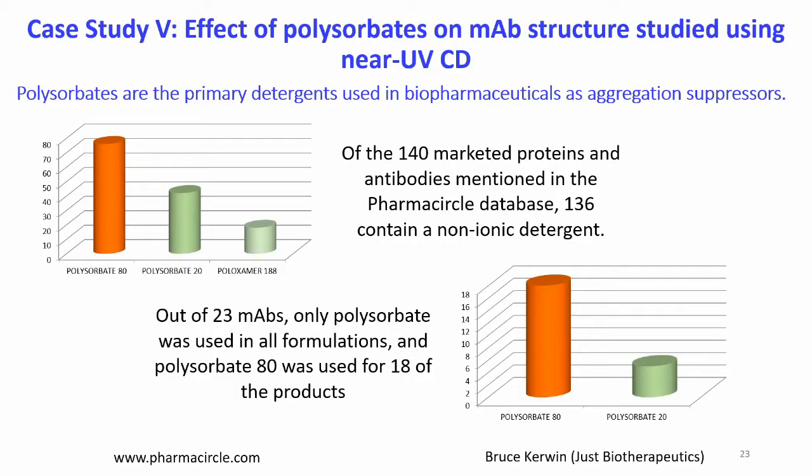Now, the last case study, where we use near UV CD to monitor the effect of polysorbates on antibody structure. Polysorbates are the primary detergents used in biopharmaceuticals, mainly to prevent protein aggregation. Of the 140 marketed proteins and antibodies, most of them have a non-ionic detergent, such as polysorbate 80, polysorbate 20, or poloxamer. And out of all the antibody drugs, they used either polysorbate 80 or polysorbate 20.